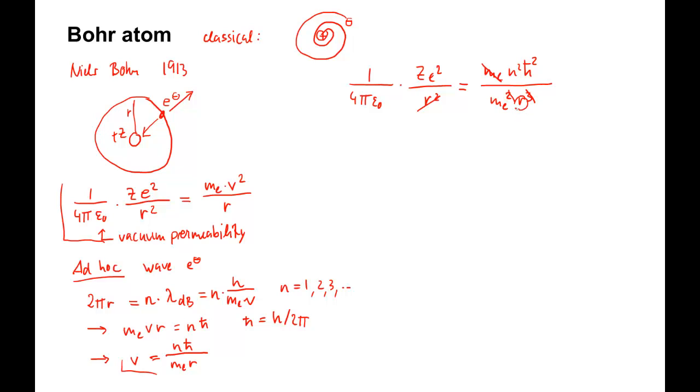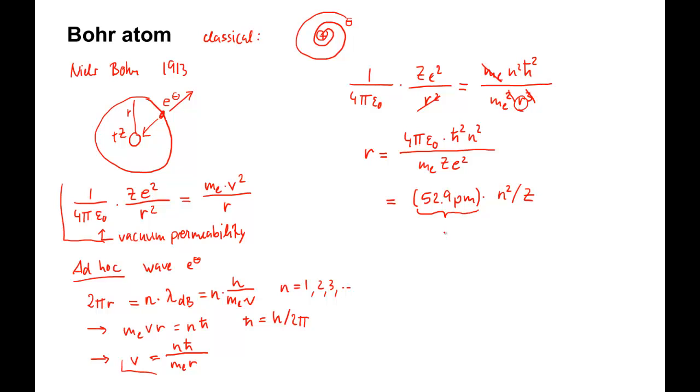Next, let's isolate r. We get the following: r equals 4 pi epsilon 0 times h bar squared n squared divided by m_e times Z times e squared. Or, if we insert the values for the natural constants, we get 52.9 picometers times n squared divided by Z.